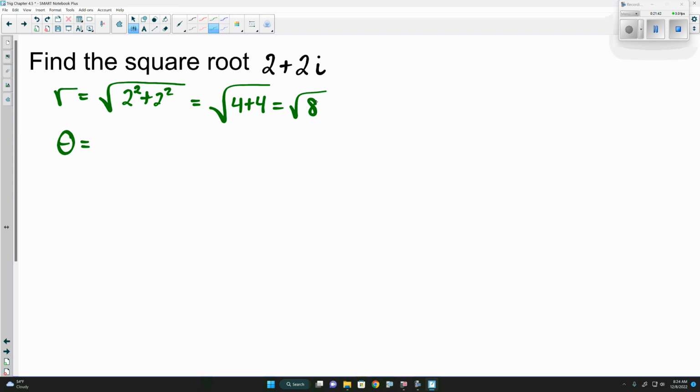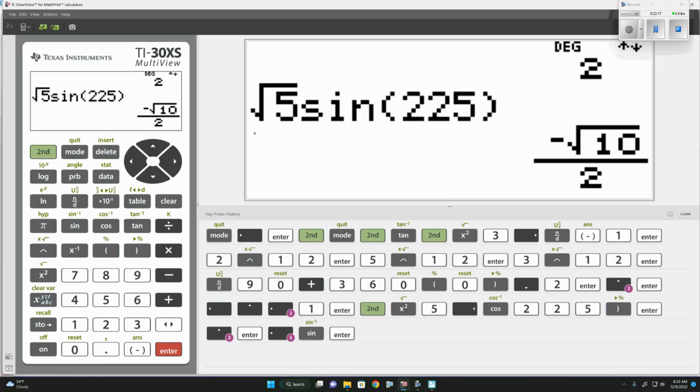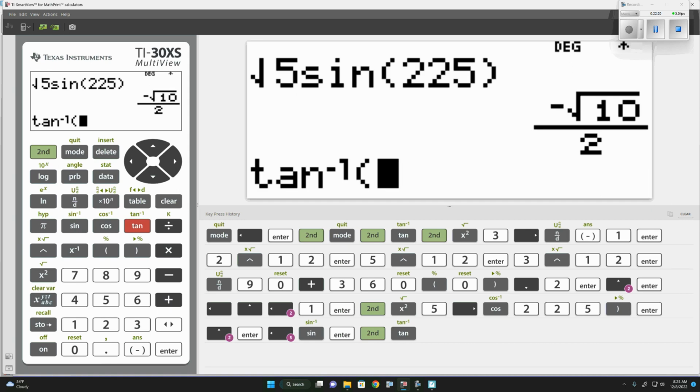Now with theta, theta is going to be tangent inverse of 2 over 2. I think I might have flipped that. It's 2 either way. I was so confused. Did you flip R and theta? What did you do? I was saying I flipped A and B. And this here is going to be 45 degrees. That's so weird. Too early in the morning?